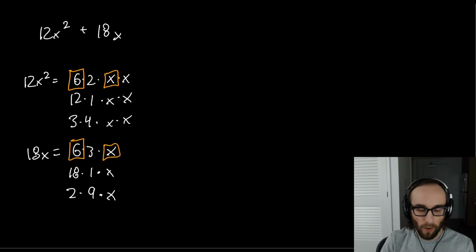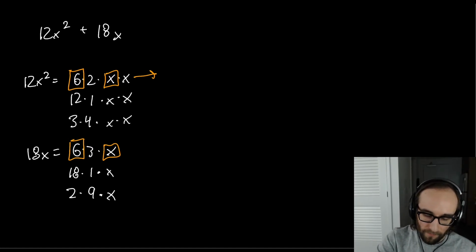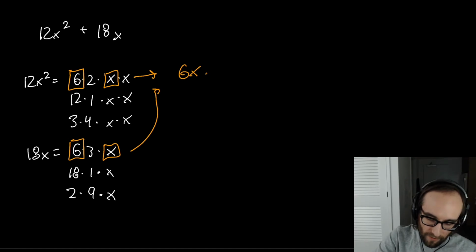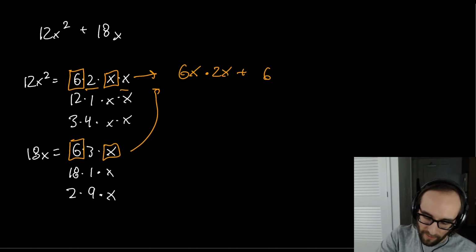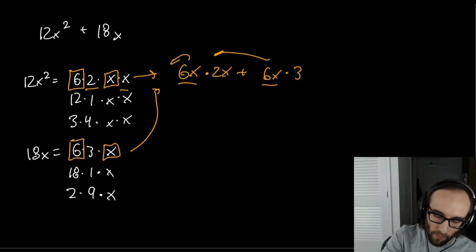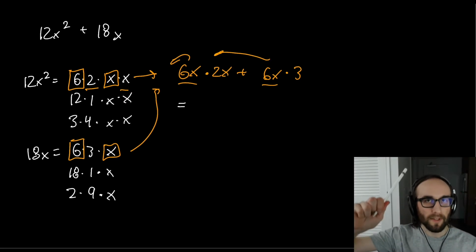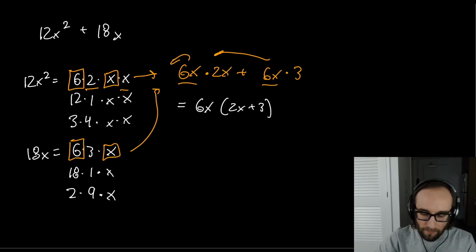So 6x is what we're going to be rewriting this as. 6x times 2x, whatever we have left over, plus 6x times 3. And then now we go ahead, take out the common factors, and then we'll end up with that final answer we got on the previous slide up above, which is 6x times, in parentheses, 2x plus 3.